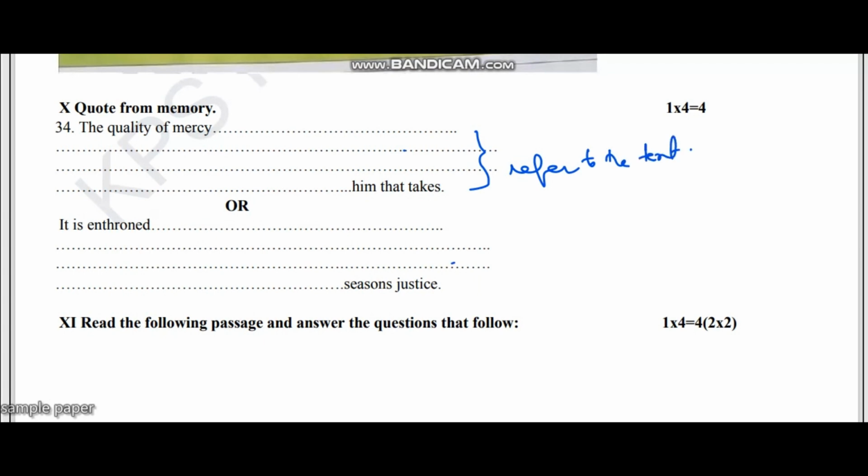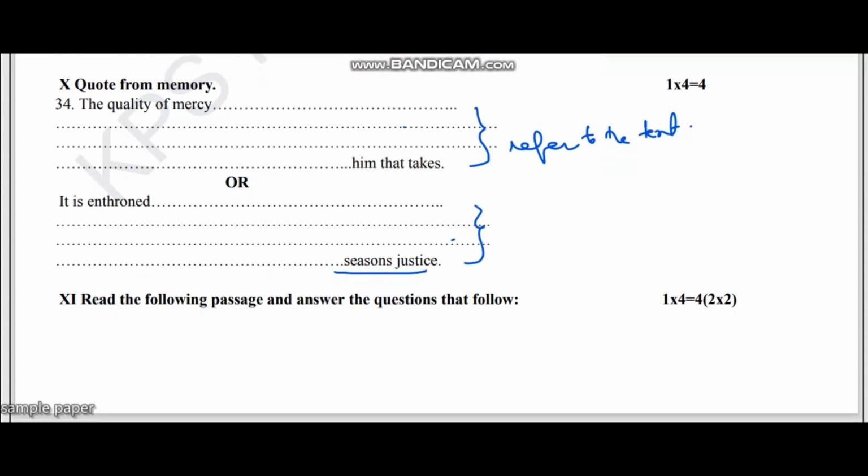Poem 2. And this is the last 4 lines of the same poem. It is enthroned in the heart of kings. It is an attribute to God himself. And earthly power doth then show likest gods when mercy seasons justice. There is a choice. You can go for any one.